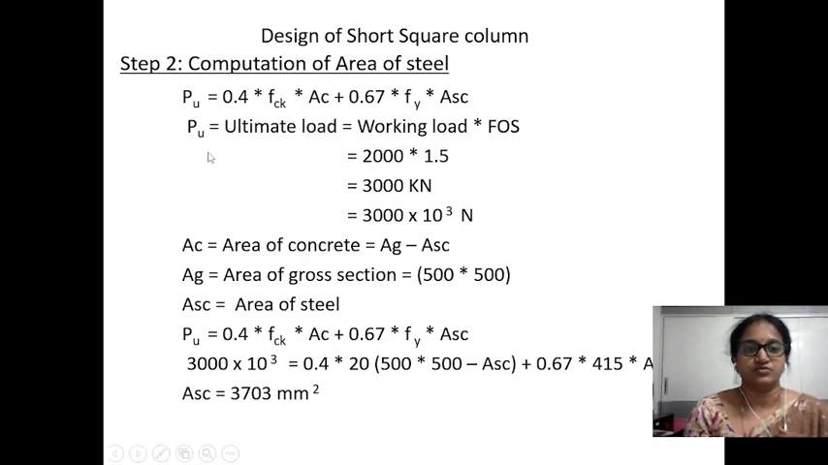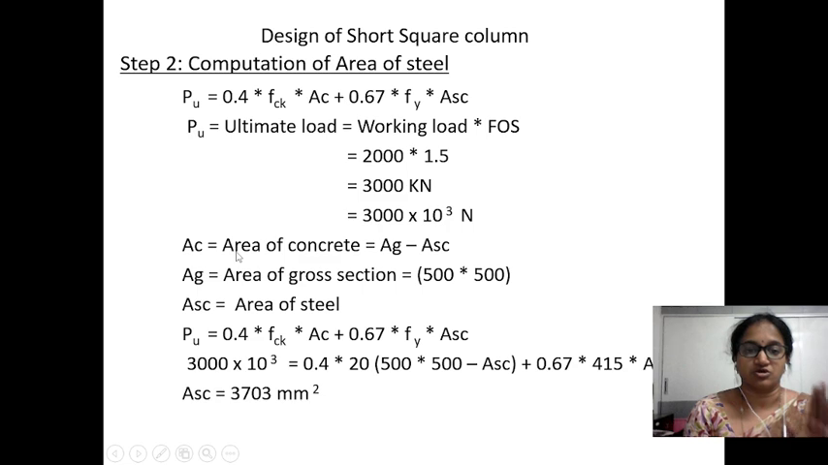So, in this the Pu means nothing but the ultimate load, that is nothing but the total working load into factor of safety. So, for concrete the factor of safety is 1.5. The total working load is given in the problem, which is nothing but 2000. So, 2000 into 1.5, I got 3000 kilonewtons, which is nothing but 3000 into 10 to the power of 3 newtons.